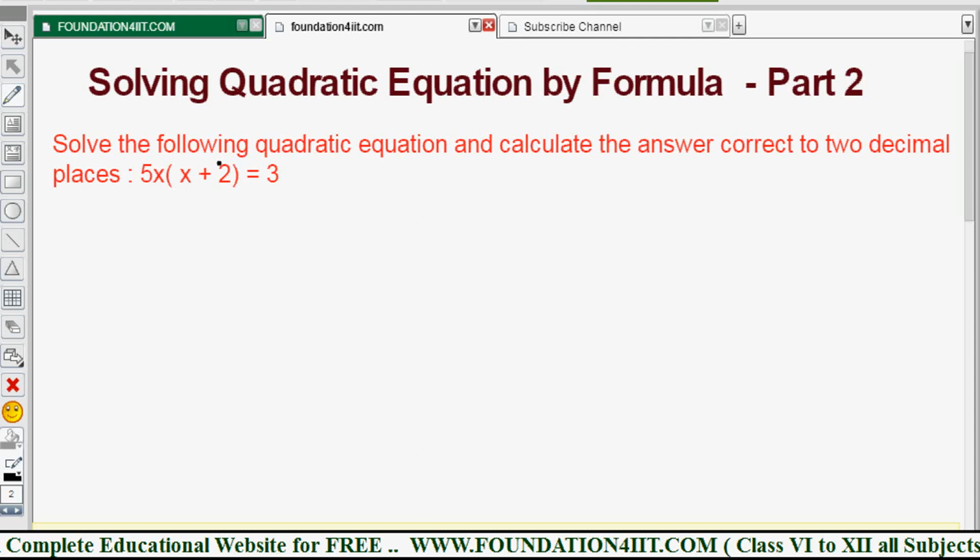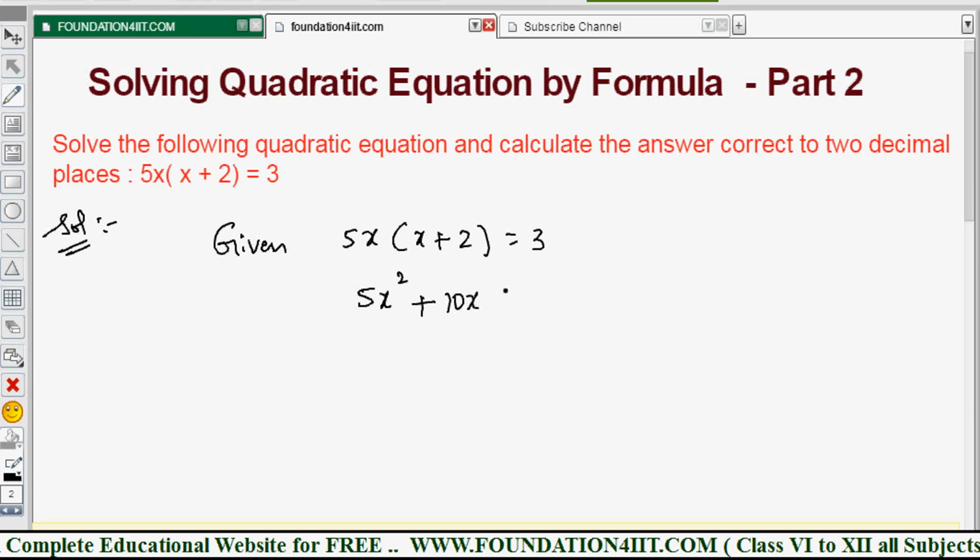Same quadratic equation using the formula. Here the problem is, instead of giving it directly, they asked in this way: 5x into x plus 2 is equal to 3. To solve this, first we'll simplify and convert it into general form. Given is 5x into x plus 2 is equal to 3. This is 5x into x, 5x square, plus 2 into 5x, so 10x. Take 3 to the left side as minus 3 is equal to 0. Now this is in general form.